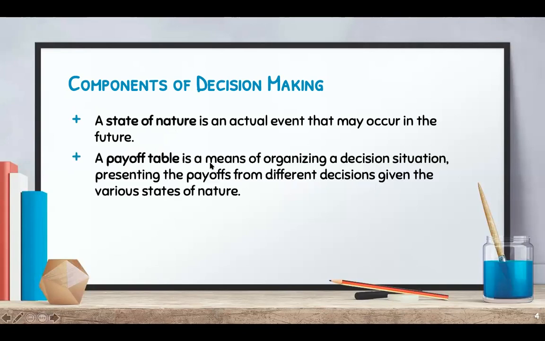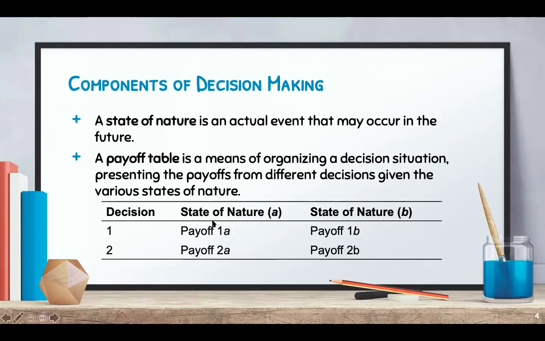A payoff table is a means of organizing a decision situation, presenting the payoffs from different decisions given the various states of nature. So a payoff table shows the effect, impact, or consequences, or what your payoff will be, when you make a certain kind of decision given a certain state of nature. So something like this. We have states of nature, and then you have two kinds of decision. In the table, you will write what your payoff will be when you make decision 1 given state of nature A, and so on. So it looks like that.